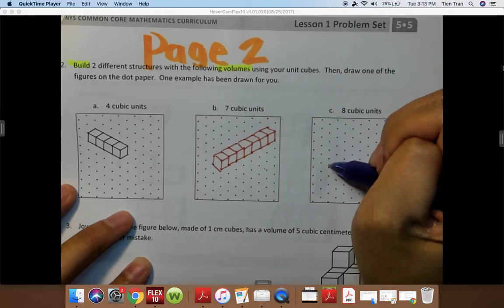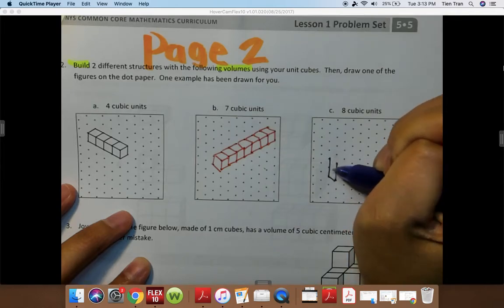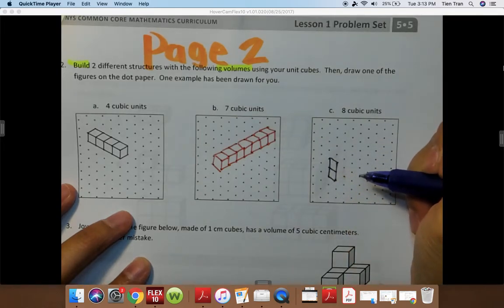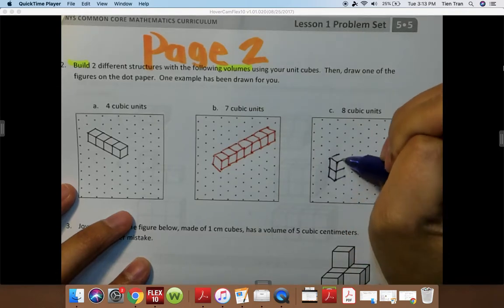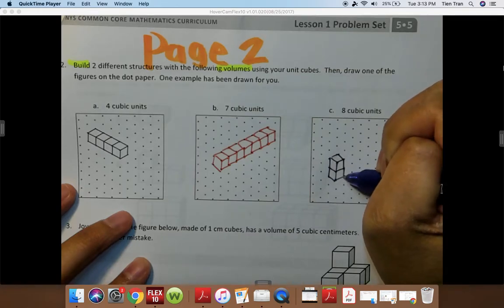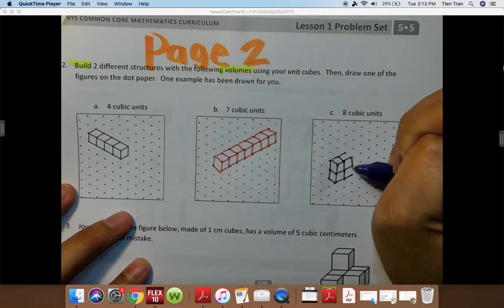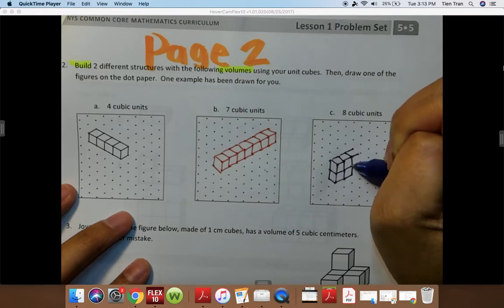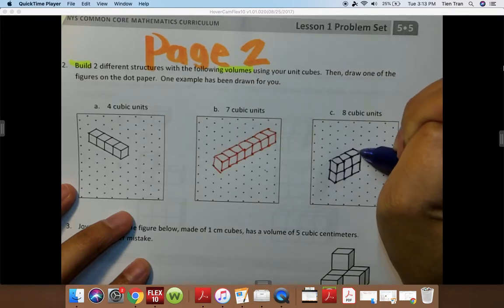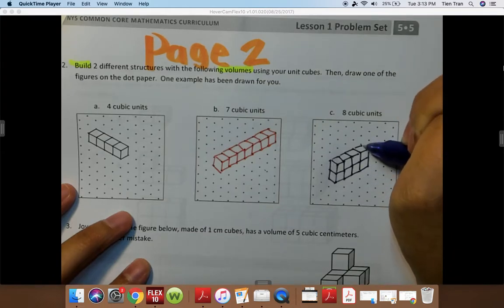So what I can do is I can go 1, 2, and then I can draw 1, 2. Okay, so that's 2 right there. And then I go straight across. So that's 2, 4, 6, and the last one is 8.